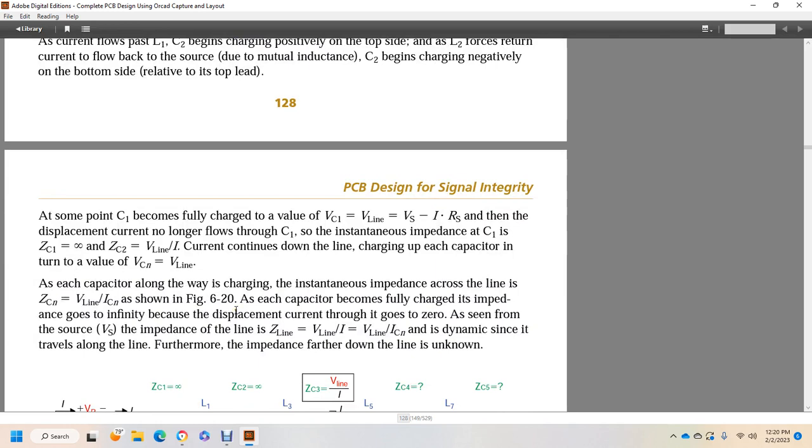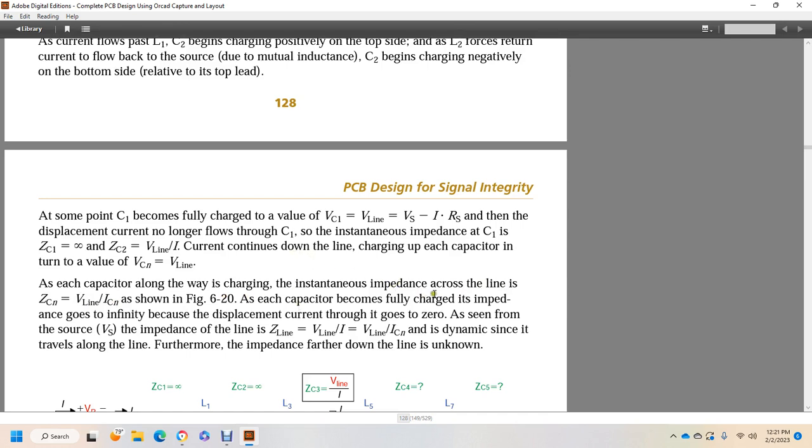At some point, capacitor 1 becomes fully charged to the line voltage, equal to VS minus I times RS. Then the displacement current no longer flows through capacitor 1, so its instantaneous impedance goes to infinity, and the voltage on capacitor 2 is V line over I. Current continues down the line, charging up each capacitor in turn. Each capacitor along the way has an instantaneous impedance along the line of V line over the current, as shown in figure 6.20.